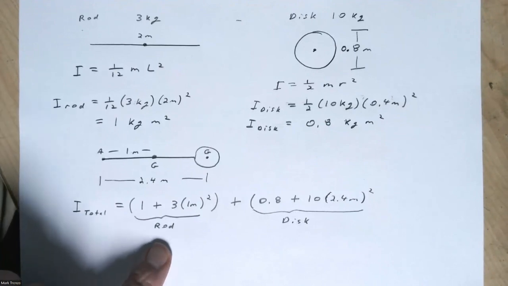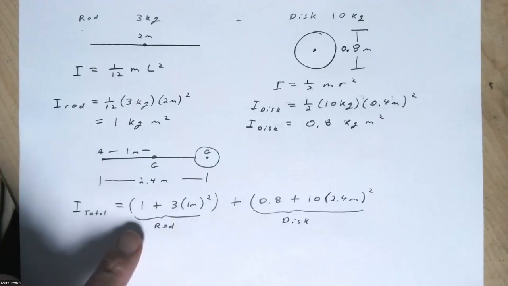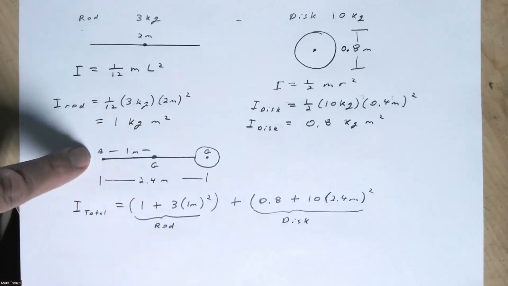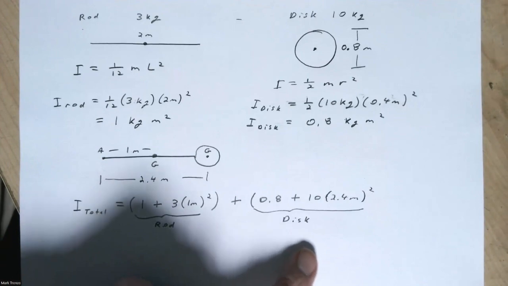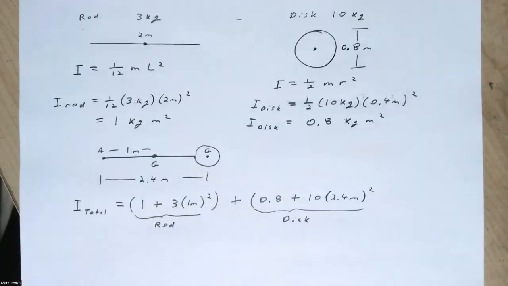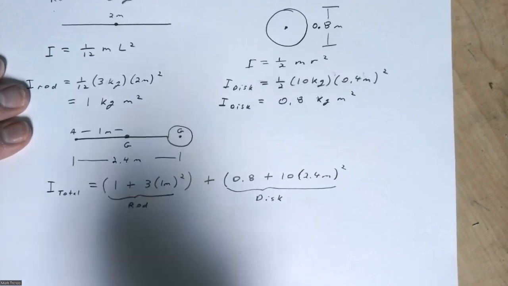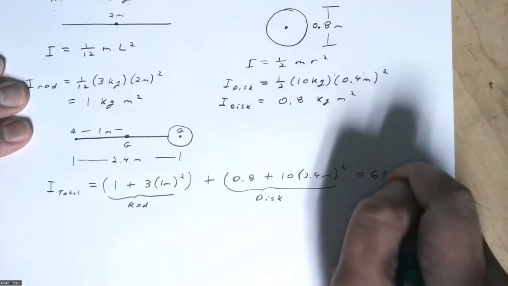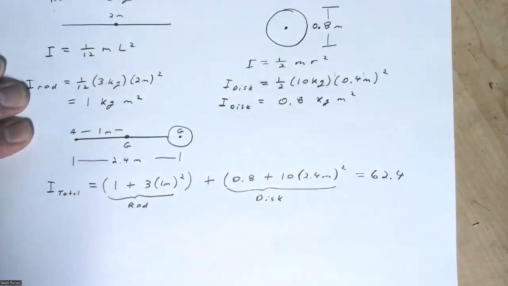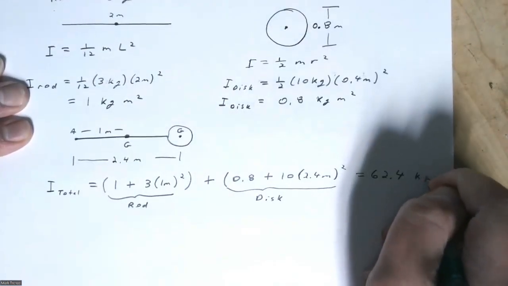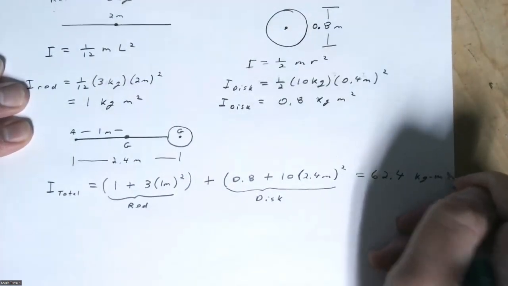So mass moment for the rod, using the parallel axis theorem to get it about the center of rotation. Mass moment of the disk, once again using the parallel axis theorem. And this all comes out to be 62.4 kilogram meters squared.